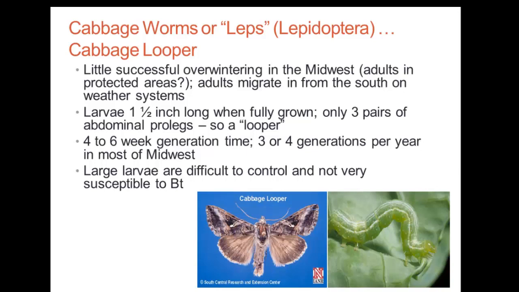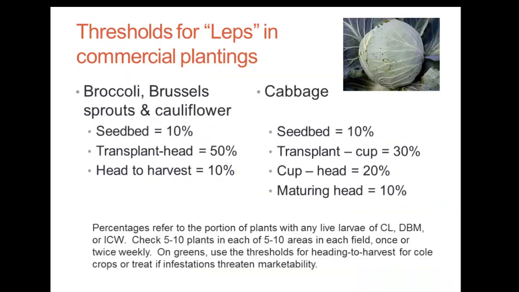And then the last one that shows up is cabbage looper. This is the great big one. It's about 1.5 inches long when the larvae are mature. A little longer generation time, a little later arriver in the spring of the year. But this one is tougher to control organically by using insecticides because it's just not as susceptible to BT.